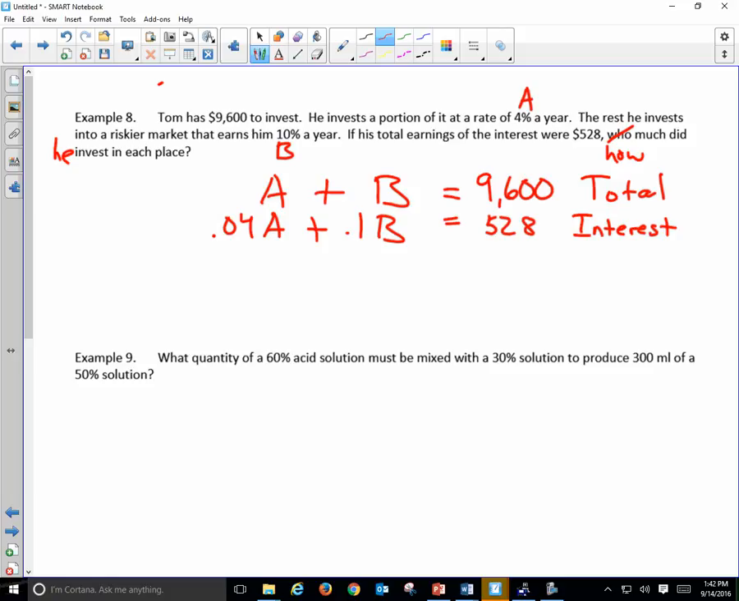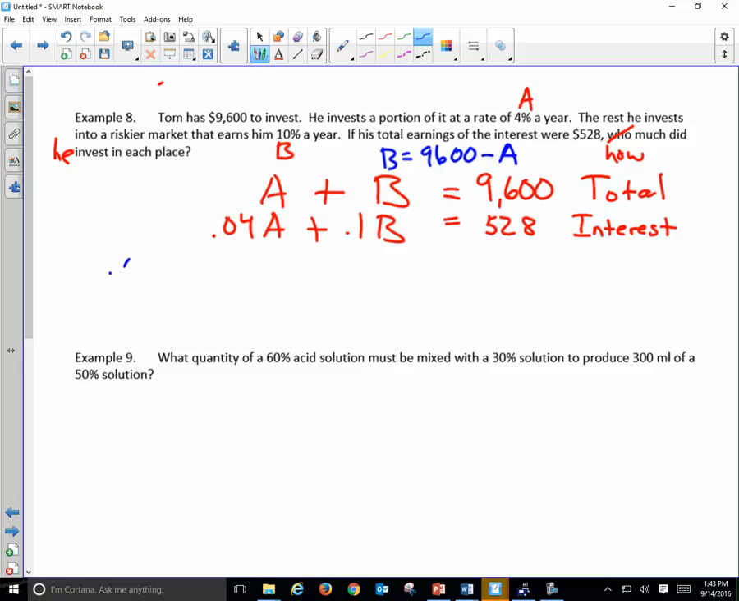So what I need to do now is I need 2 unknowns, A and B, which requires 2 equations. 2 unknowns, 2 equations. 3 unknowns, 3 equations, and so on and so forth. So I've got these 2 equations. How can you solve it? Give me an idea. Elimination, good. Okay, so what should we do instead? Substitution. So I'll say that B is equal to 9,600 minus A. So I've solved for a variable. I may now use my substitution principle.